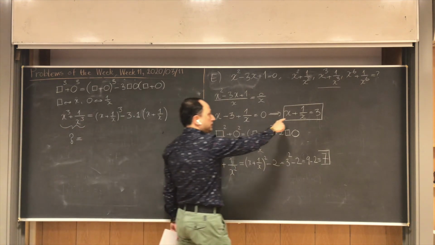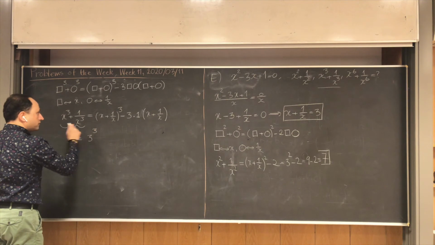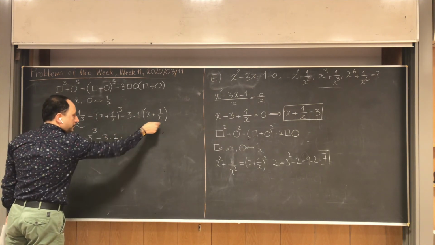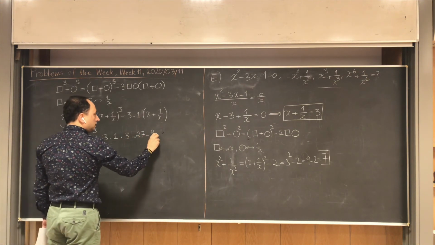So this is my question mark, it is equal to x plus 1 over x. We just got it from the information provided in the problem. It's 3 to the power of 3 minus 3 times 1 times this one, which is again 3. So it is 27 minus 9, which is 18.